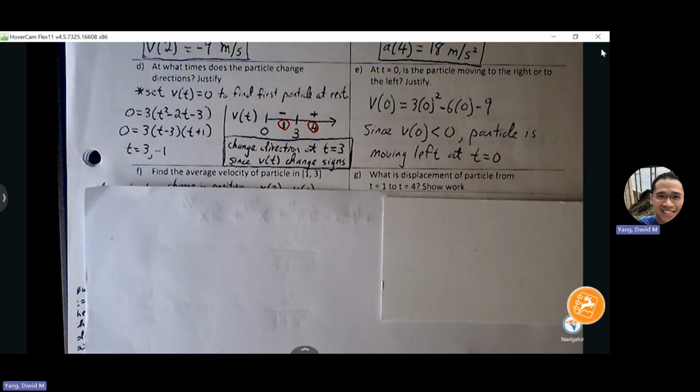Okay, what's the formula for average velocity? Change in position over change in time. So we don't touch the velocity function there. We use the function above it, position over time.